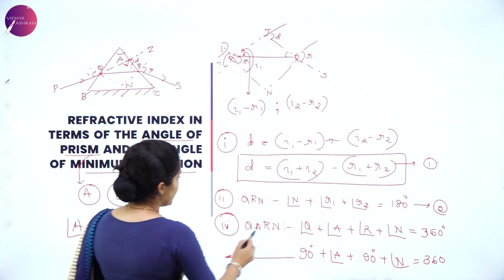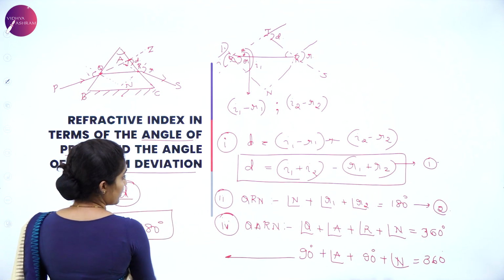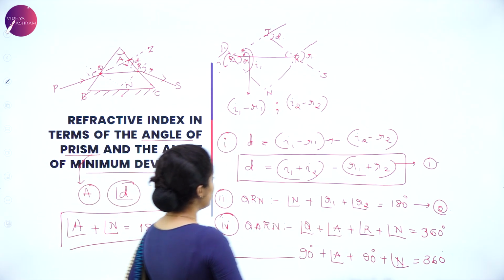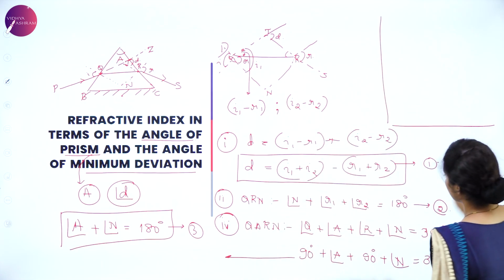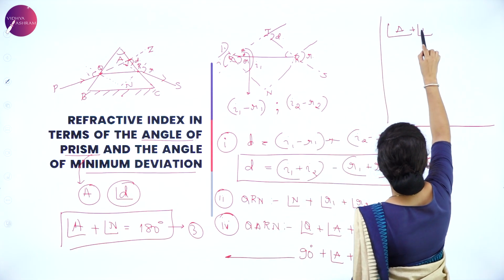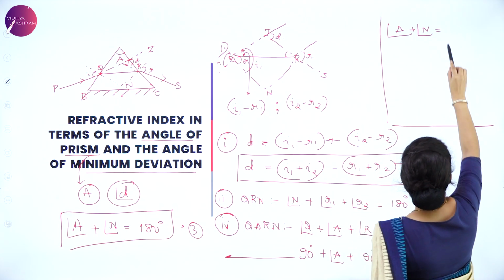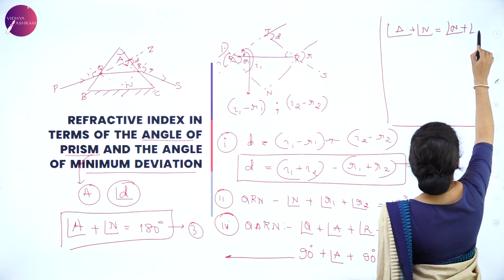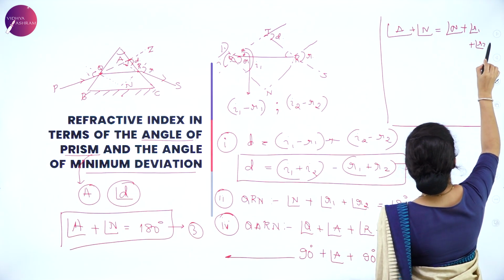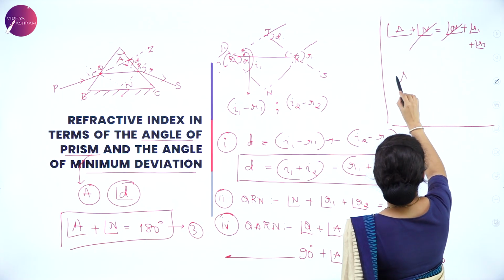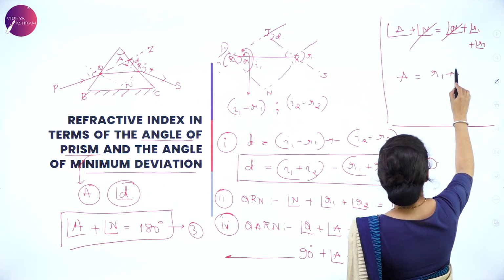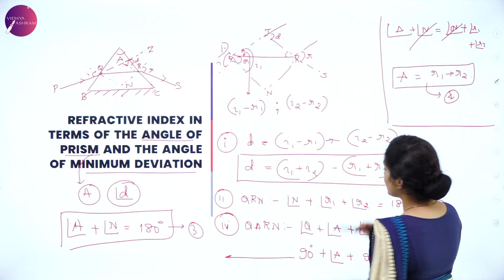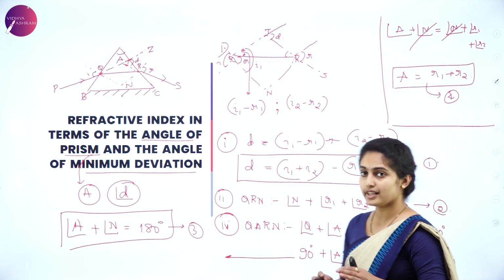So we can equate equation 2 as well as equation 3 with each other. So we will end up with angle A plus angle N is equal to angle N plus angle R1 plus angle R2. N and N get cancelled. So A is equal to R1 plus R2. So this is the angle of prism. Call it equation 4. So we got to know what the angle of prism is.